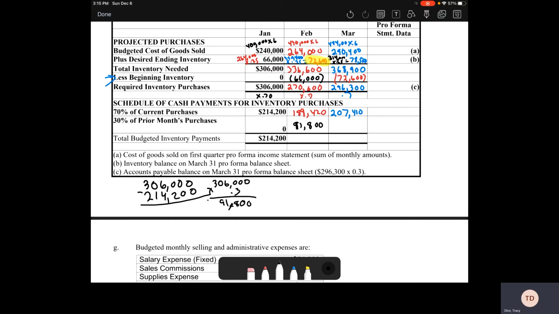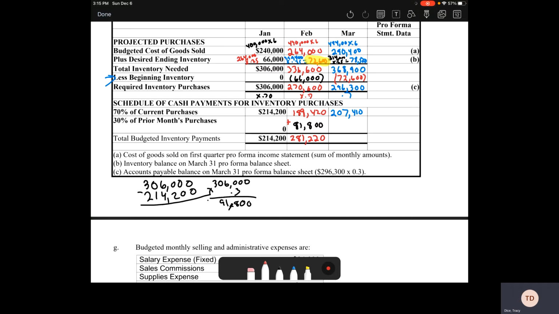Thus, we have a total payment for the month of February, when we add those together, of $281,220. Okay. And then we repeat this same process for the month of March.